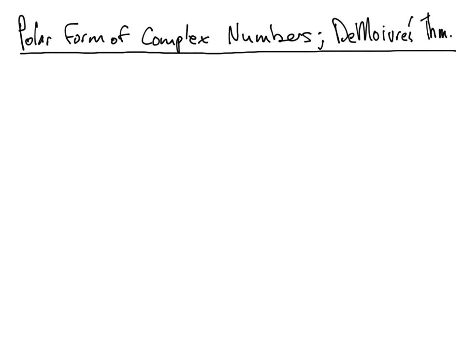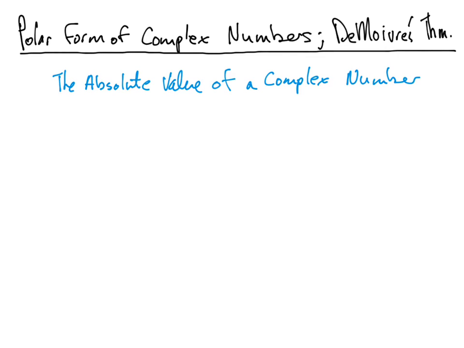In this video, we're going to be going over the polar form of complex numbers and DeMoivre's theorem. To begin with, we're going to start with going over the absolute value of a complex number. So if you recall, the definition of absolute value is the distance away from zero that a number is. So if our number is a complex number, the absolute value of that complex number is just going to be the distance that that number is away from zero.